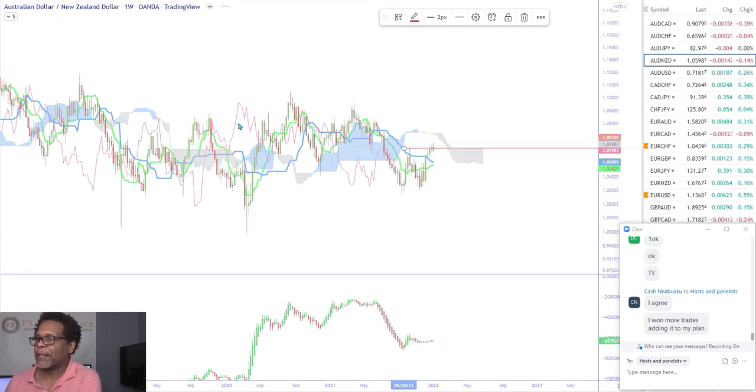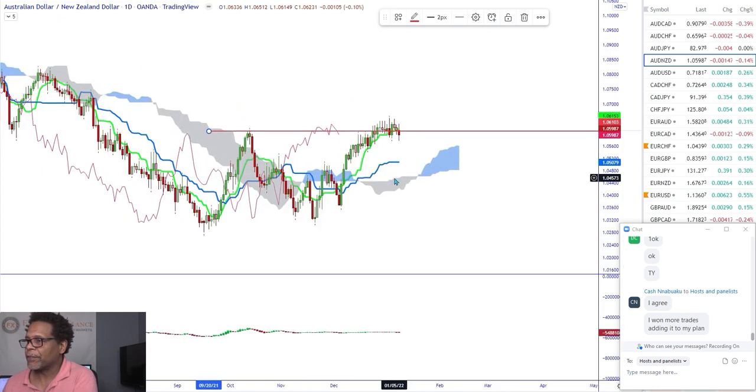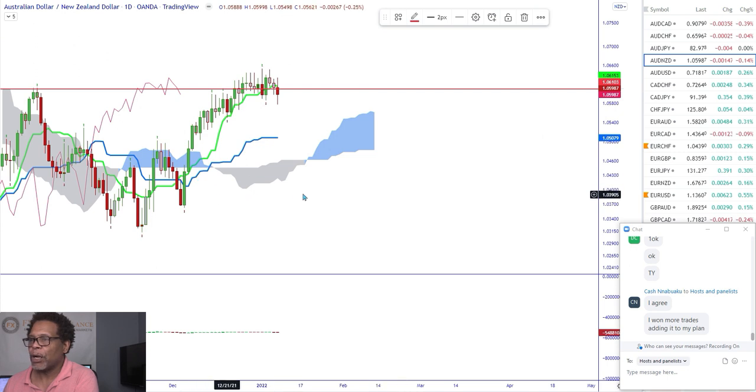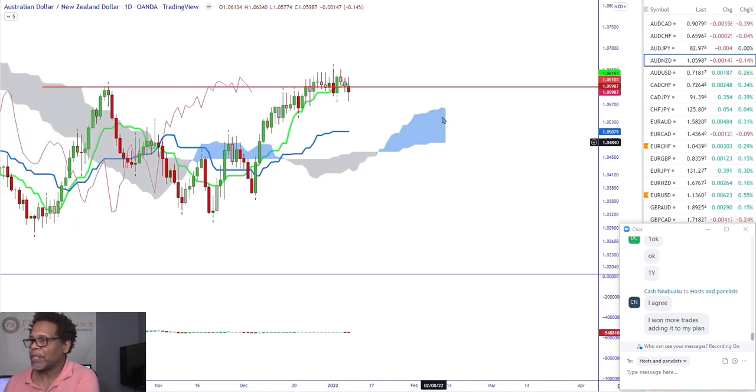So let's go to the daily. This level here is a good one. See, everything we talk about is happening. What's happening here? Thick cloud, Span A is rolling over, Span B is flattening out, very thick cloud. One of 2 things is going to happen up here. Either you range up here or you drop.